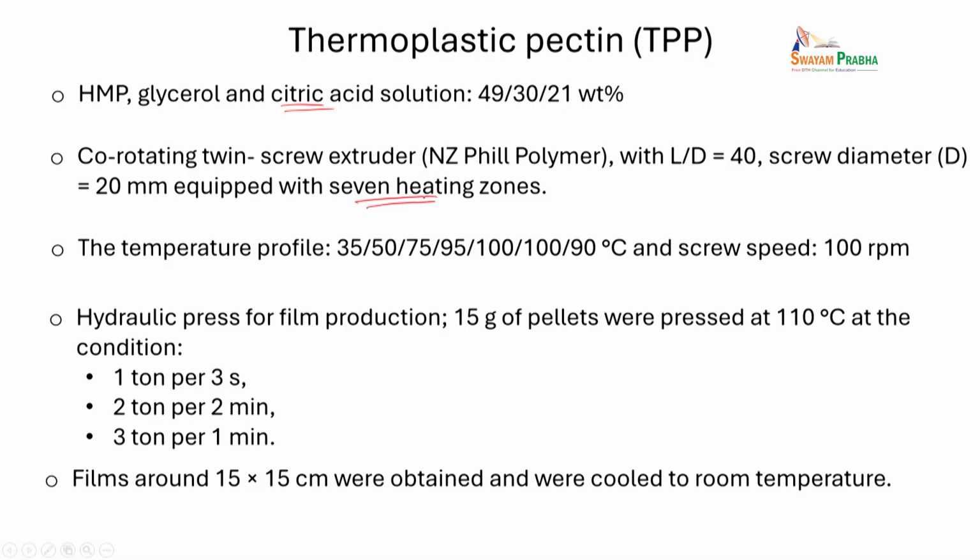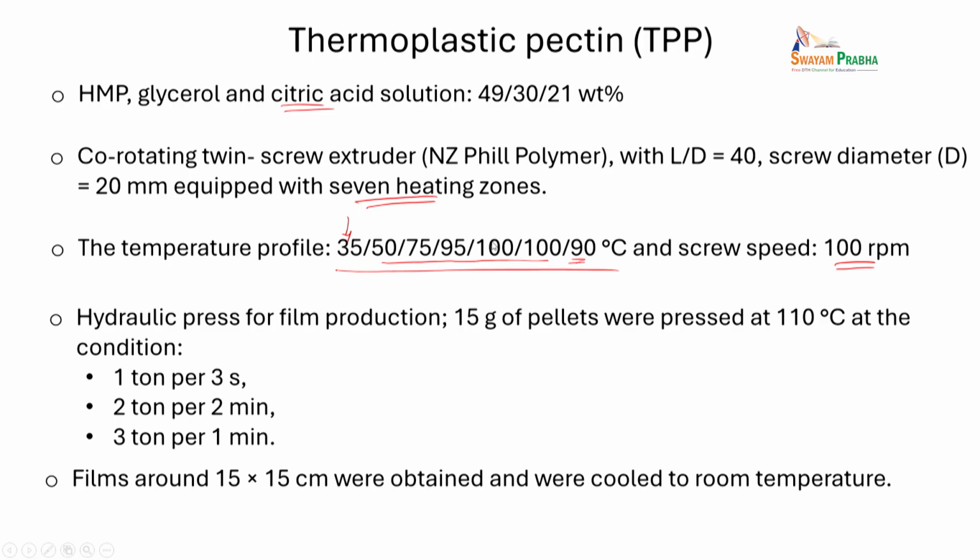So that's a long, 40 aspect ratio twin screw extruder, and this particular composition is put there, and the temperature profile is shown here. The feed is almost room temperature, 33 degrees Celsius, and the temperature gradually increases up to 100, and towards the nozzle it's about 90. You can see that there are 7 different temperature settings ranging from 35 to 100 degrees Celsius, and a screw speed of about 100 RPM is set. With this process they were able to extrude this into a pellet.